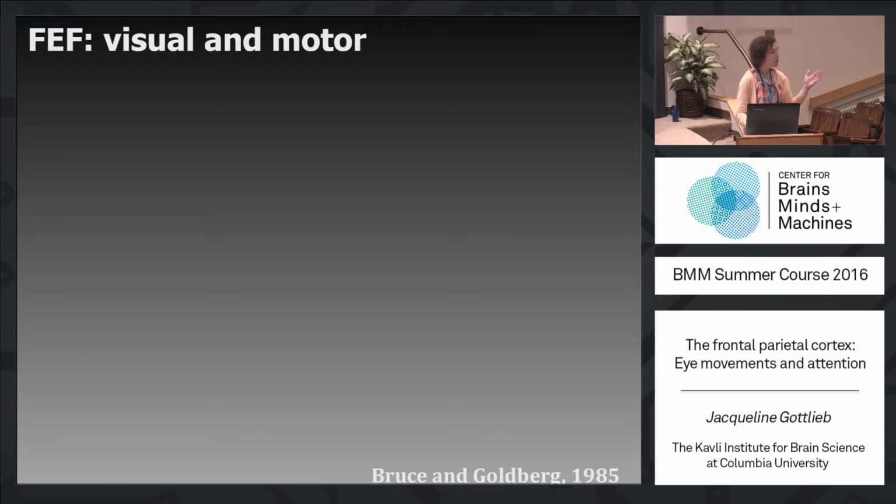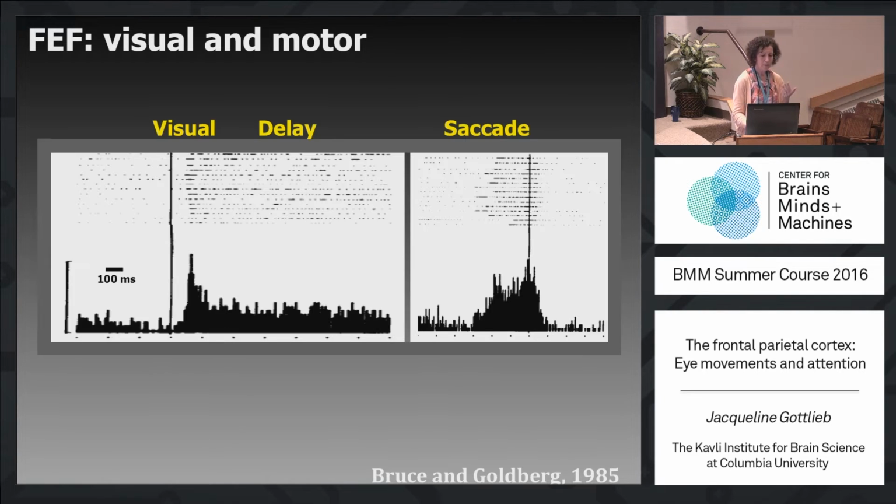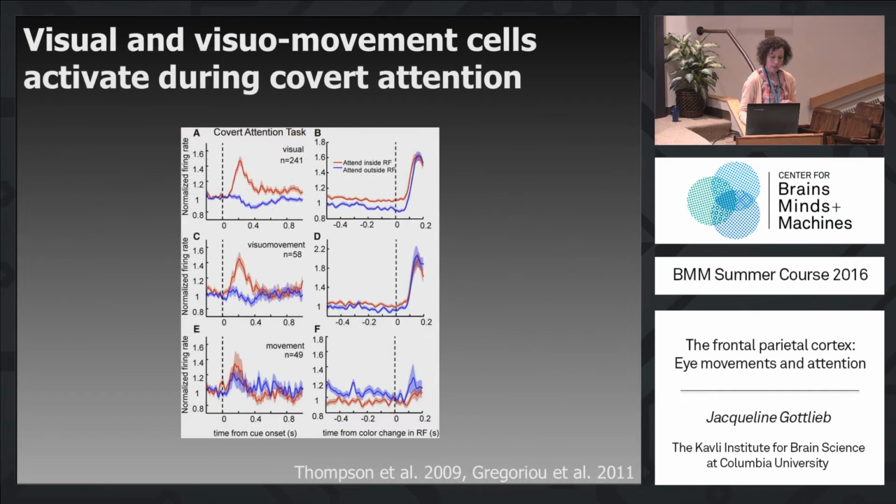Now, in the frontal eye field, just posterior to dorsolateral prefrontal, is where most studies of visual and eye movement responses were carried out. And there people also see this basic response pattern, but there are cells that have visual, delay, and saccade activity to different degrees, right? So they're visual motor cells.